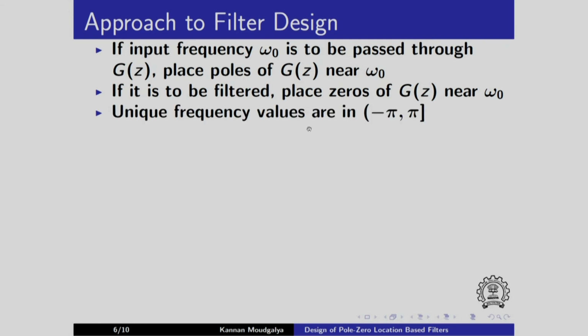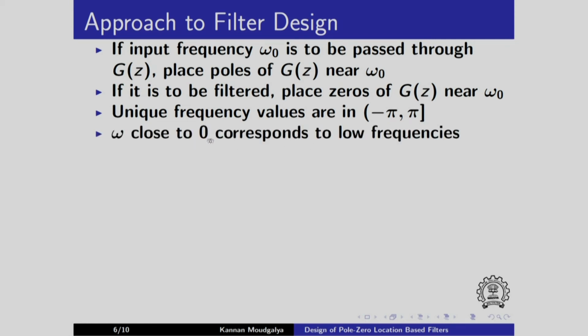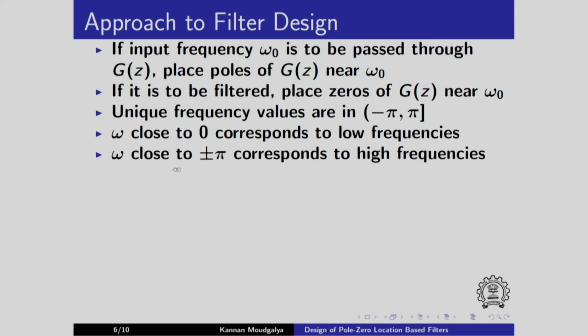Remember that in sampled systems, unique frequency values are in this range, minus pi to pi, or over a length of 2 pi. And in this range, omega close to 0 corresponds to low frequencies, omega close to plus minus pi corresponds to high frequencies. Remember, pi itself is a high frequency, and remember the special property we had for real-time signals, the symmetry property. This was discussed in one of the earlier videos. So omega close to plus minus pi corresponds to high frequencies, omega close to 0 corresponds to low frequencies.